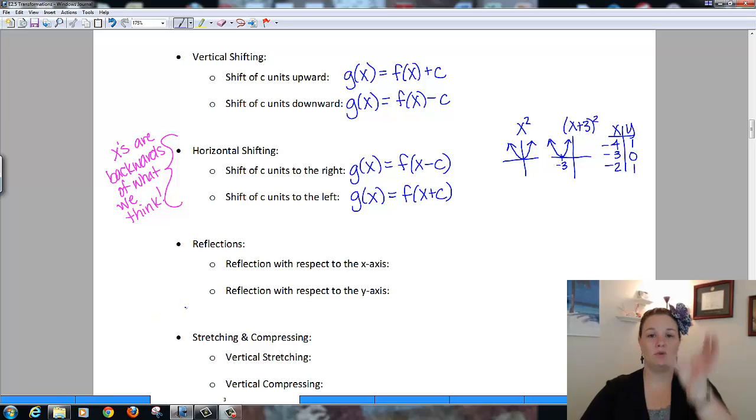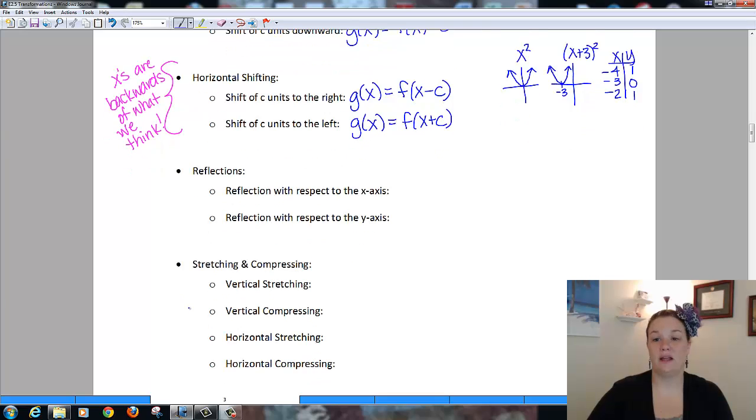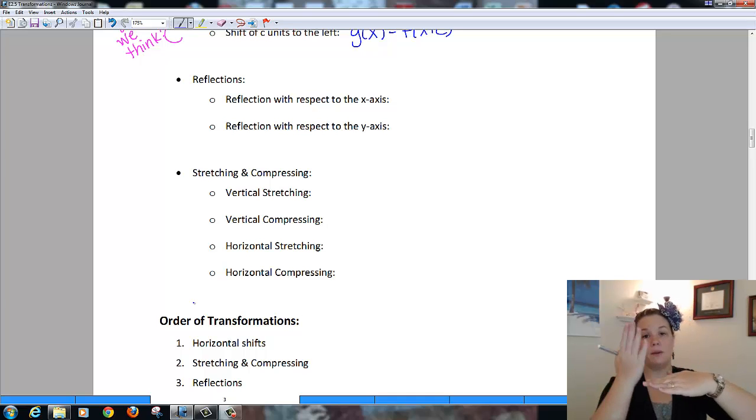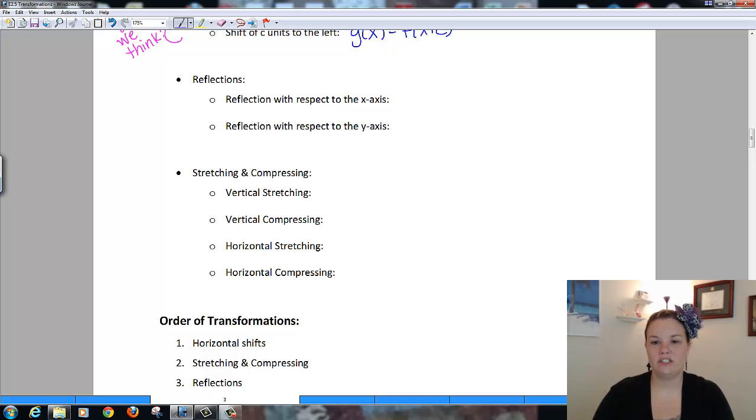Okay, so now we know how to move the picture up and down, we know how to move it left and right. Now we want to look at reflections. To look at reflections, that means we're using one of the axes, either the x-axis or the y-axis, to copy the picture across it. Okay, so here it says reflection with respect to the x-axis. So I'm just going to draw a picture over here to help us.